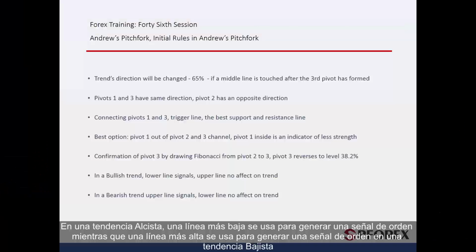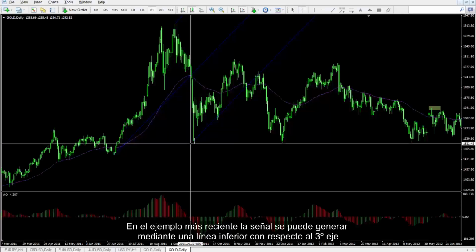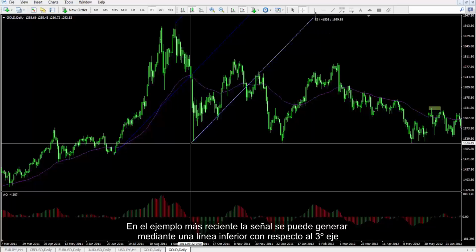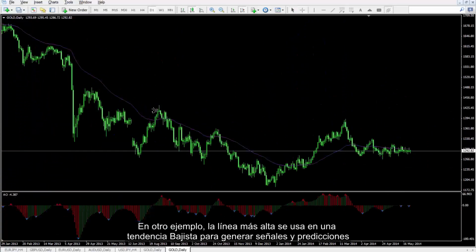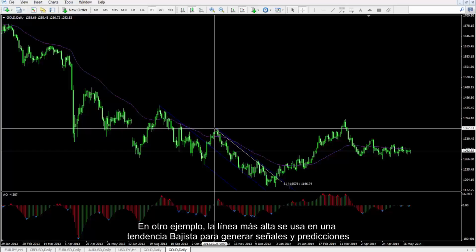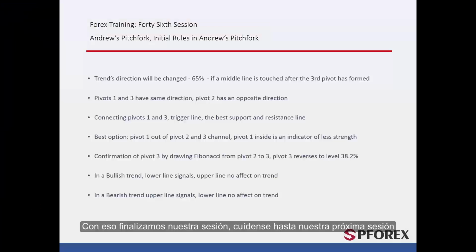On a bullish trend, a lower line is used to generate an order signal, while a higher line is used for generating an order signal in a bearish trend. In the recent example, a signal can be generated by a lower line from the third pivot. In another example, the highest line is used in a bearish trend to produce signals and predictions. That concludes this session.